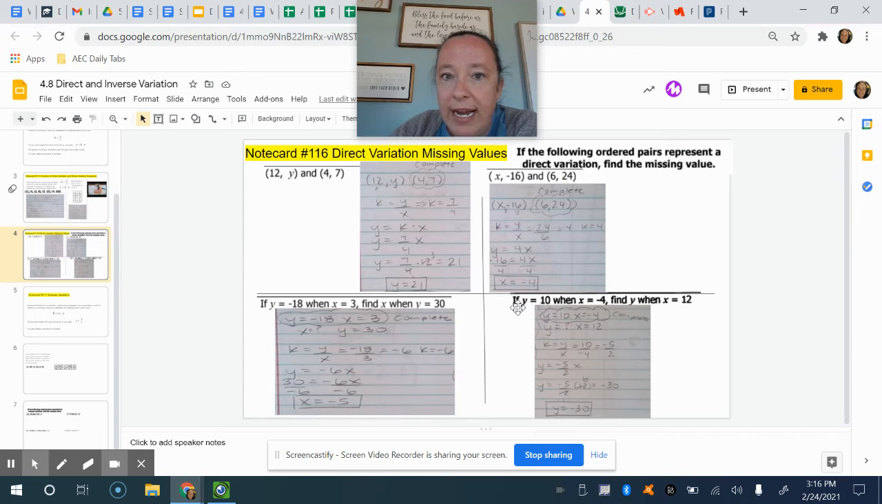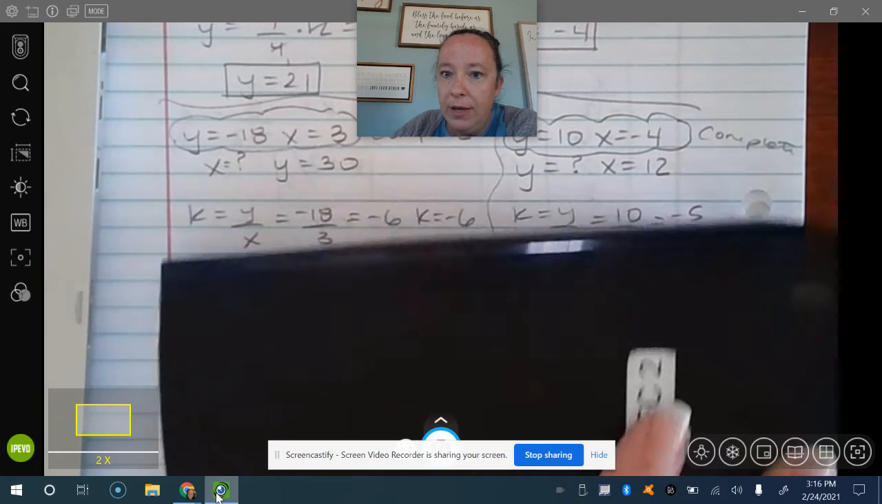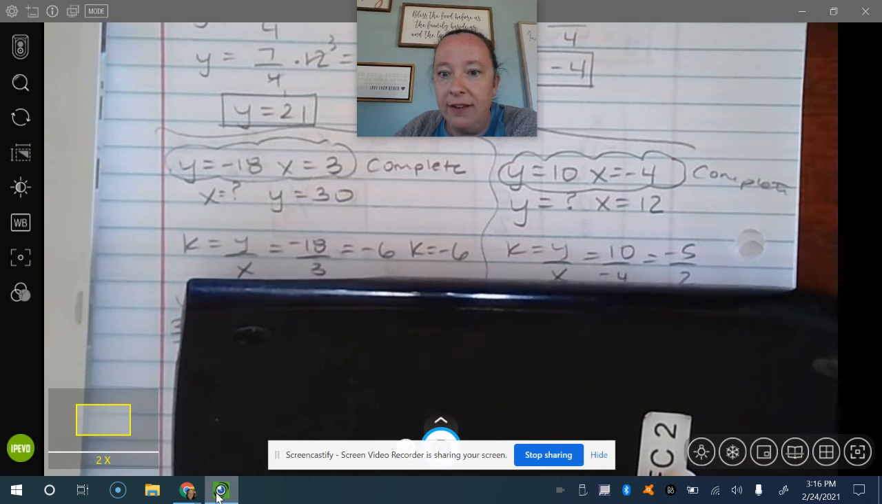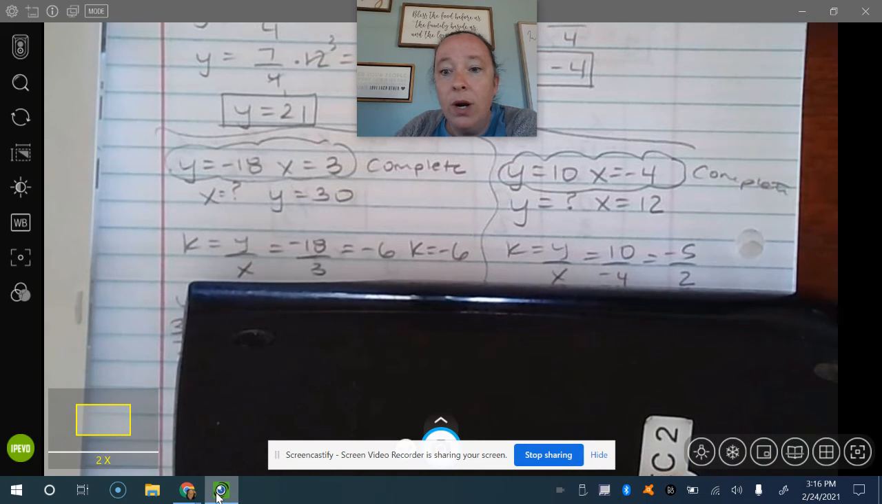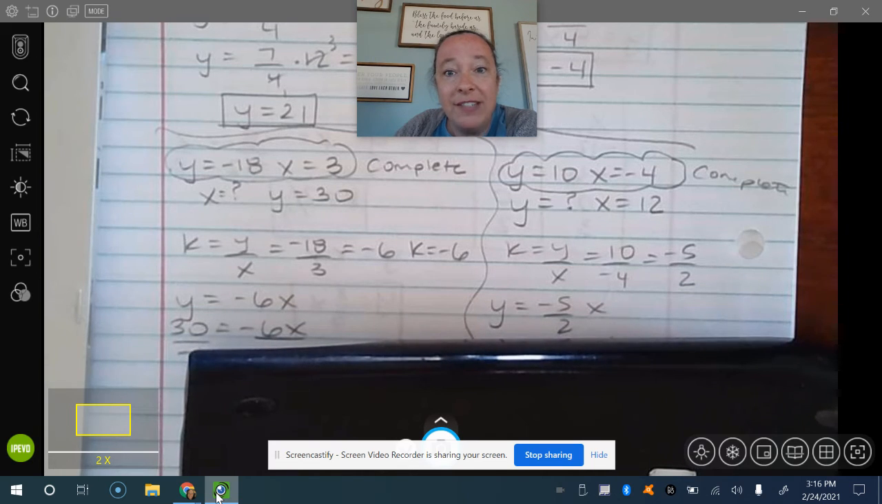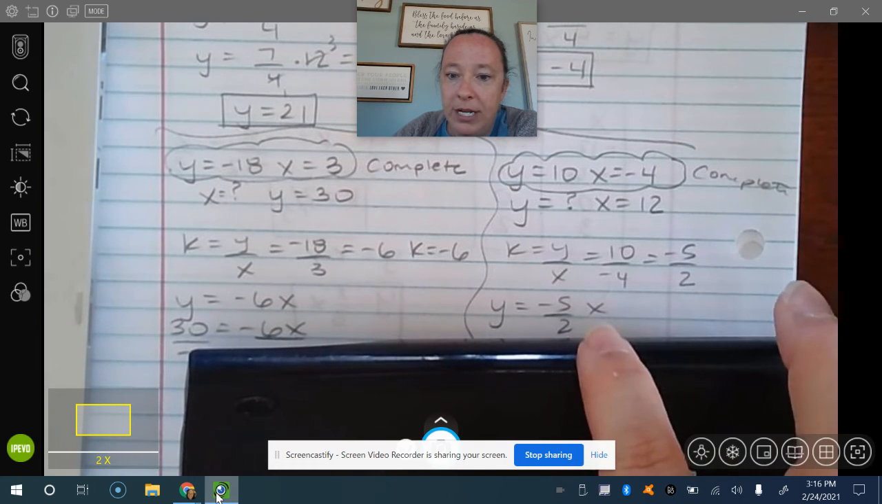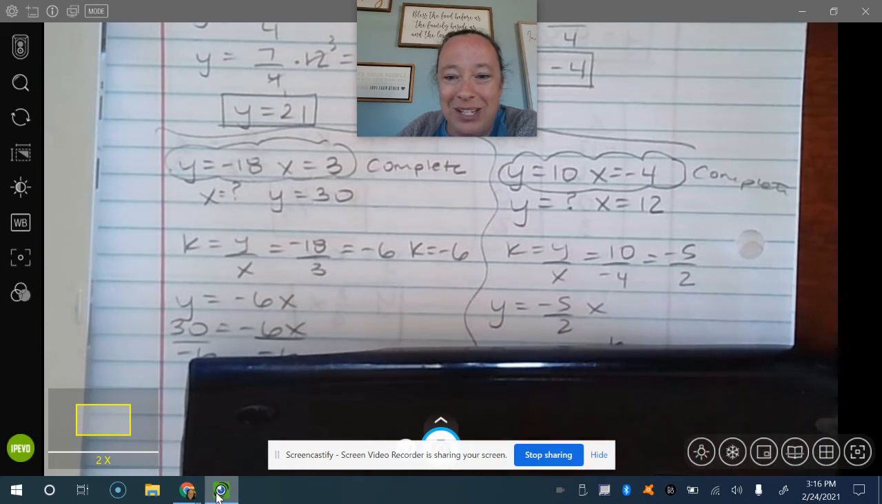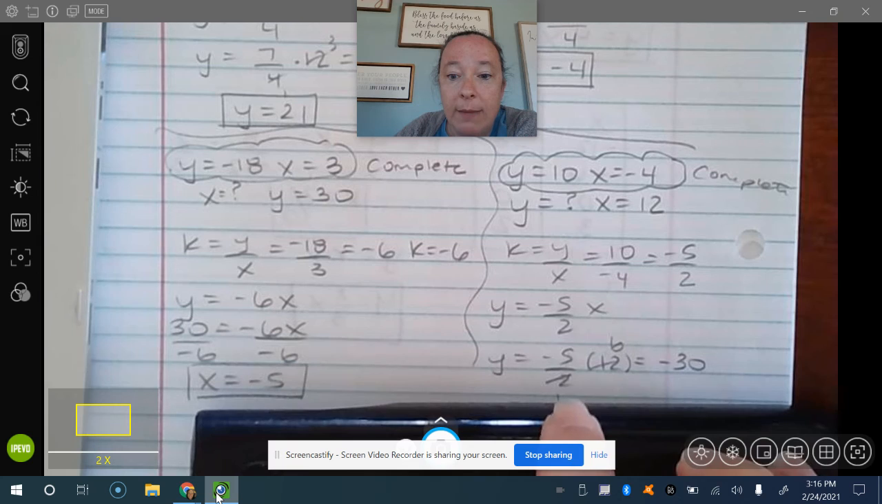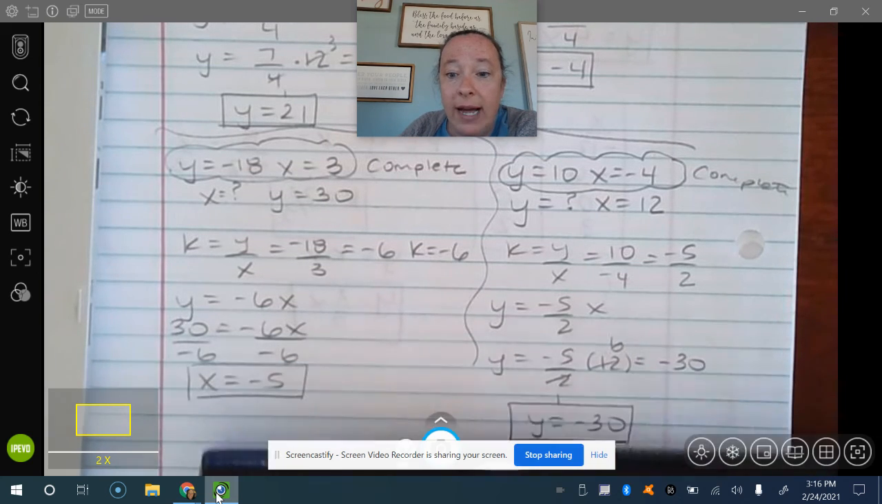The last example is y equals 10 when x is negative 4. Find y when x is 12. So we have our complete set of information right there. We want y when x is 12. So k equals y over x. 10 over negative 4 reduces to 5 over negative 2, which I put the negative up top. So just negative 5 halves. And then y equals negative 5 halves x is your equation. Now we want y when x is 12. So in the x spot, we're going to put a 12. So y equals negative 5 halves times 12. The 2 becomes a 1, the 12 becomes a 6. We're reducing there, and we get y is negative 30.